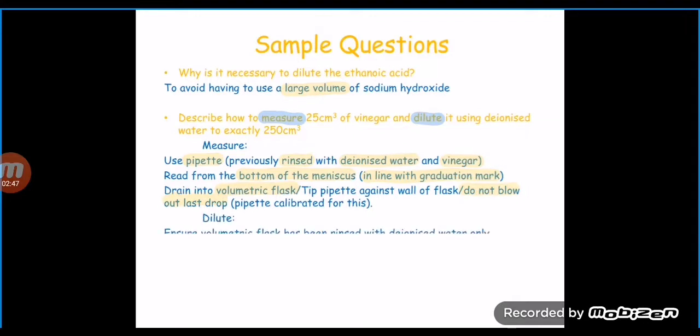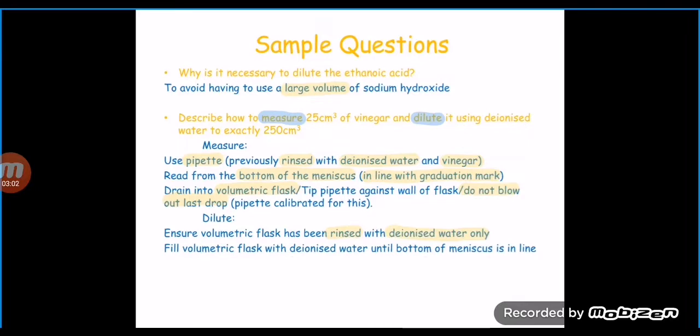Next, we're going to look at the steps in diluting. So you need to ensure that your volumetric flask has been rinsed with deionized water only. You do not rinse it with the vinegar, as that would affect the concentration. So then you drain into the volumetric flask, as we said previously in measure. And what you do is you fill the volumetric flask with deionized water until the bottom of the meniscus is in line with the graduation mark, and you add the last few drops of deionized water. It's best to add them using a dropper for accuracy. You then stopper and invert 20 times.